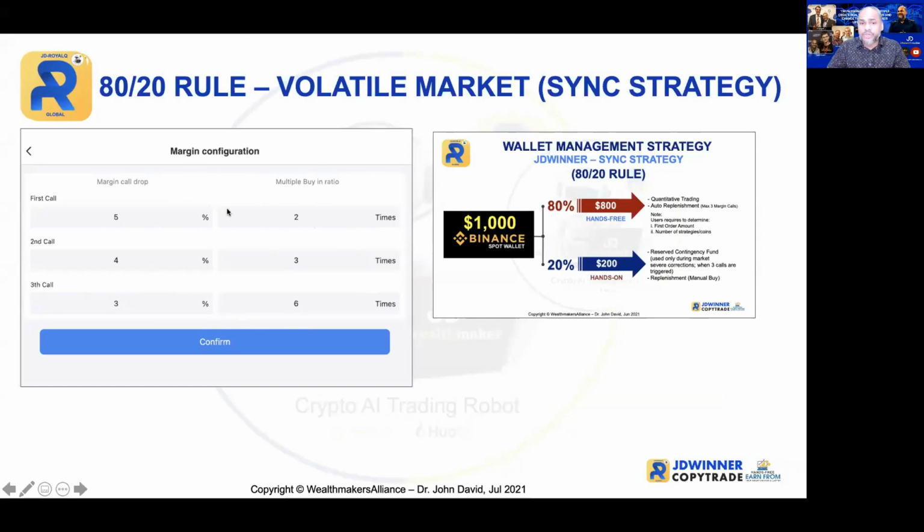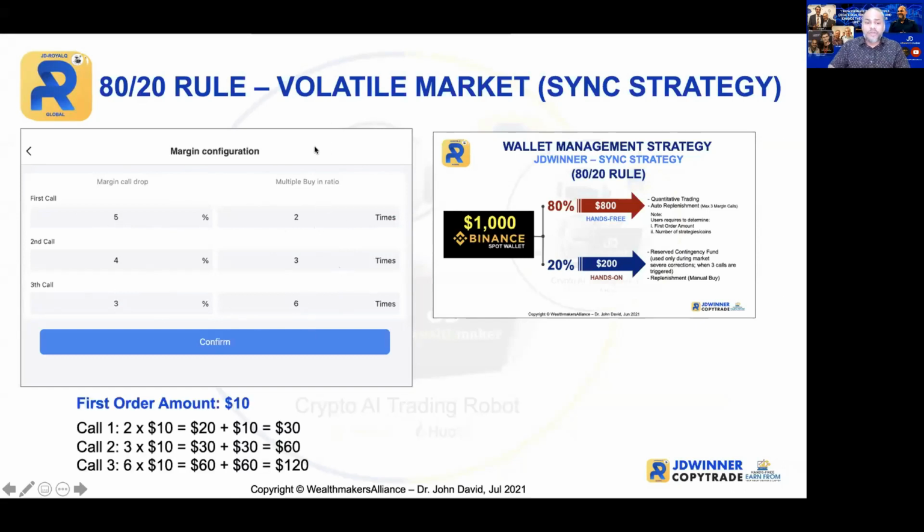Now let me explain to you how these things work. If you look here, first order amount. So let's say your first order amount is $10. Now when the market is correcting or declining and hits 5% from your average price, it will then hit the first call. The first call, I set it at 2, so 2 times 10, that will be $20. But my first order amount is $10, right? So my $20 plus $10, now my cumulative trading amount will be $30.